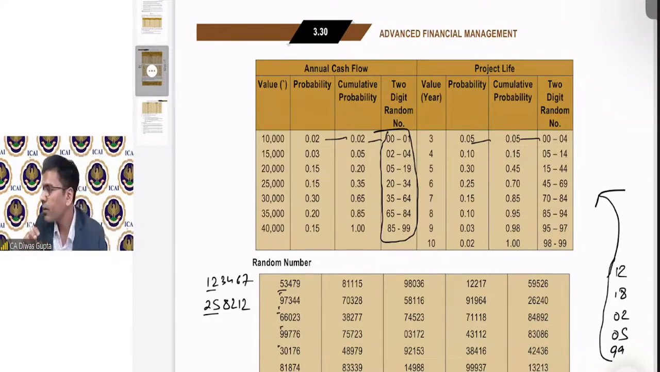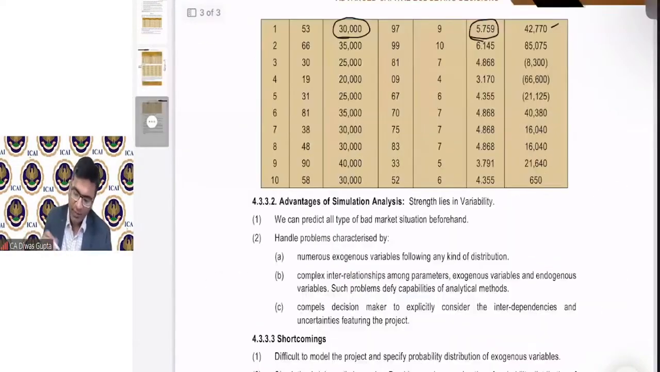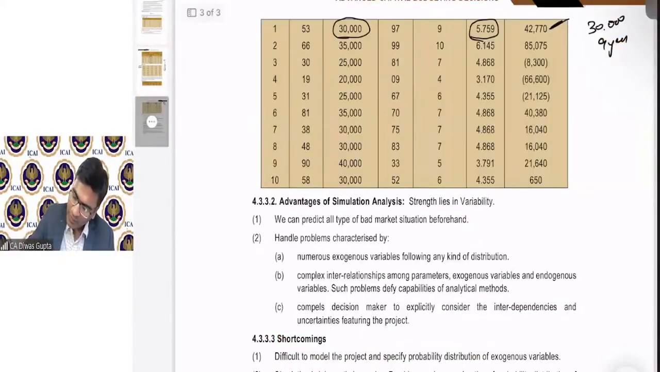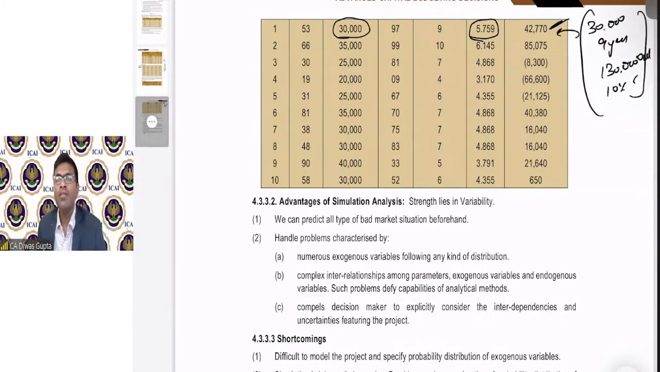Okay, Manoj Kumar, how to calculate NAV? NAV or NPV, Manoj? I think you would be asking for NPV, right? Because in this we are calculating PV. So for NPV, see here, your four factors are given: 30,000 cash inflow, 9 years as project life, 1,30,000 as the initial cash outflow, and 10% as the discount rate. In that, for the first simulation, can you calculate your NPV? Yes. Likewise, yes, there is a systematic use of random numbers.